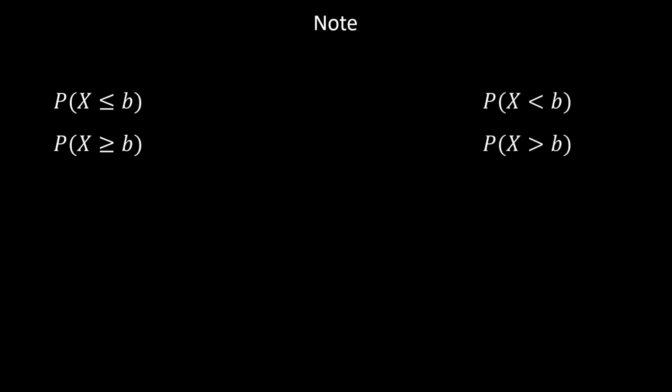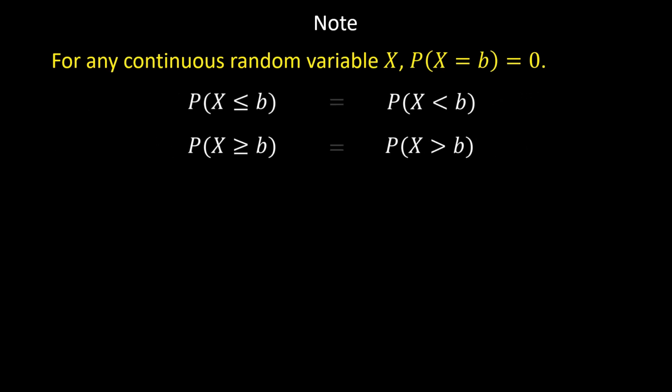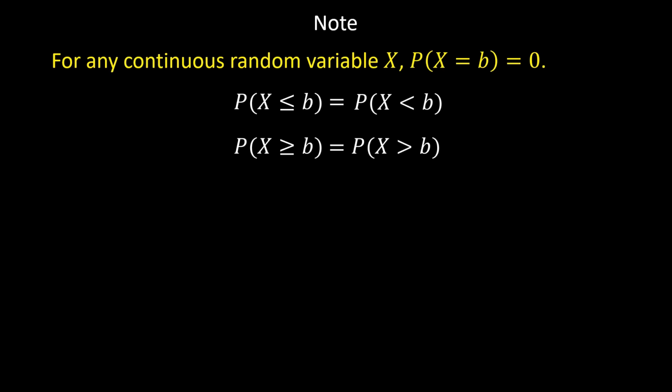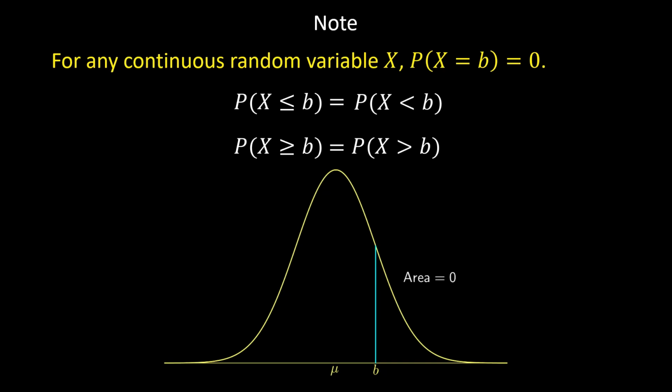Now, just a quick note here. You probably noticed that I didn't use probabilities of the following form, but instead I used probabilities with the strict inequality symbols, like less than or greater than. The reason is that for continuous random variables, the probability that x is equal to b is 0. This means that the probability that x is less than or equal to b is the same as the probability that x is less than b, and the same is true for the other case. Geometrically, what we're looking at is a vertical line at x equals b, and lines have no area, so that's the reason why the probability that x is equal to b is 0.